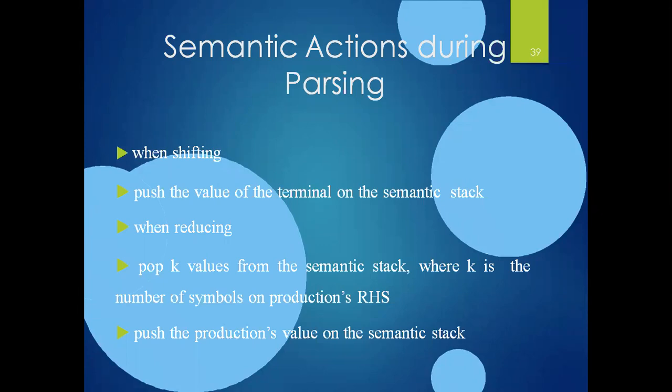Is it clear now? When shifting, push the values of the terminal on the semantic stack. When reducing, pop k values, that means the terminals from the semantic stack, where k is the number of symbols on the RHS of the production. We are only popping the right hand side of the production. That means we are popping the body of the production, which appears on the right hand side of the rule, right? So we are not popping the left hand side part. We are popping the right hand side part. But what we are shifting is the left hand side part. Make a note of this.